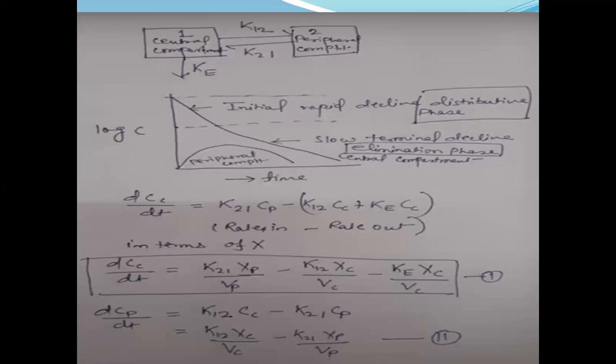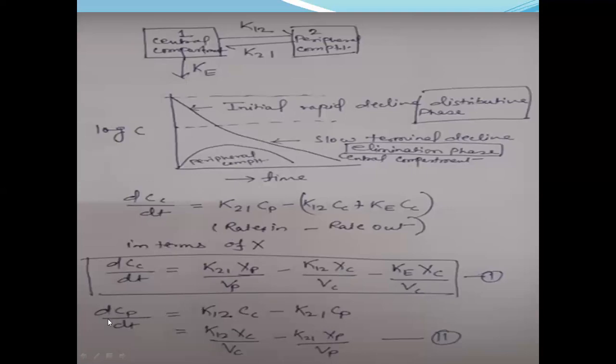X by V. So that is why it is written as dC by dt is equal to K21 into Cp, where C means Xp by Vp, minus K12 into Cc, where C means Xc by Vc, minus Ke into Cc, which again means Xc by Vc. So like that it is written.